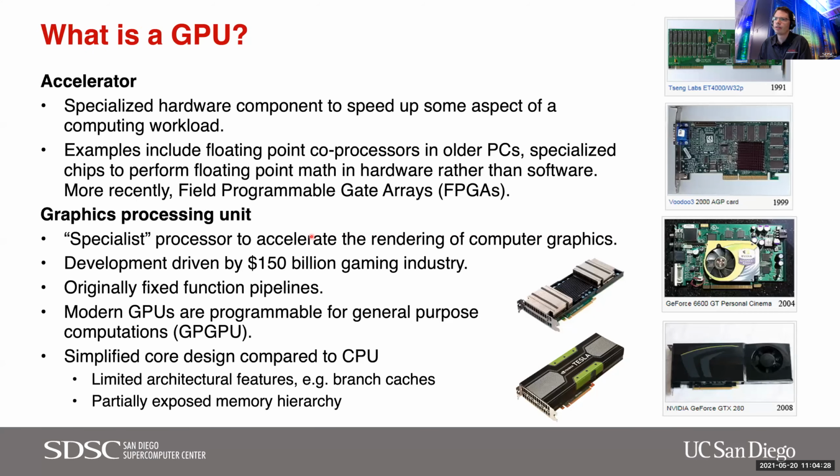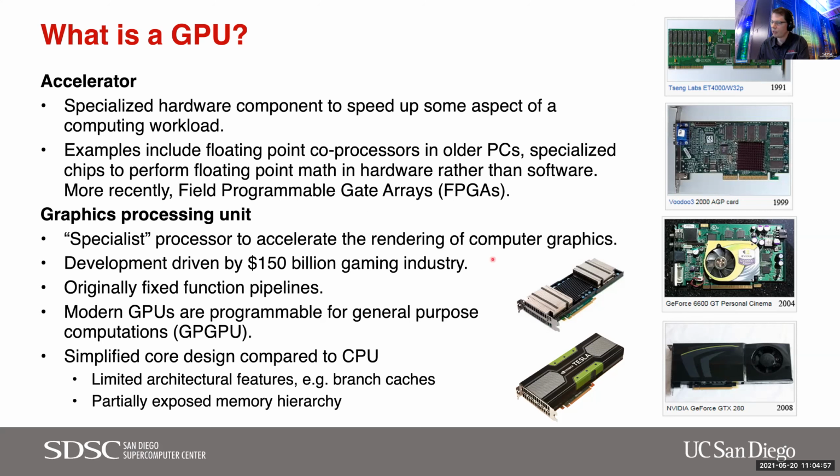So just briefly, what is a GPU? Effectively, it's just an accelerator in some sense. In the past, we had different types of accelerators, and we still do have that. It's just a component that speeds up some aspect of a computing workload. And in the past, we would have had even floating point coprocessors in older PCs for floating point operations. And so it's a specialized chip. More recently, there are field programmable gate arrays, specialized chips.